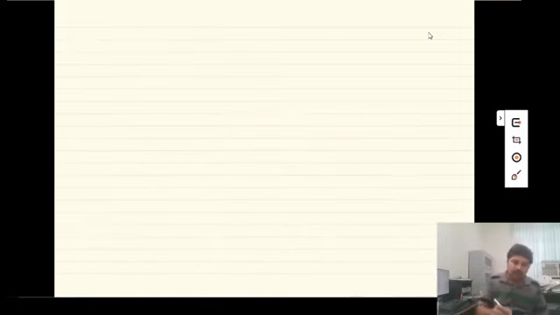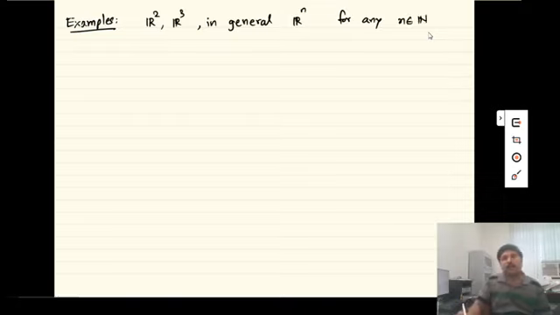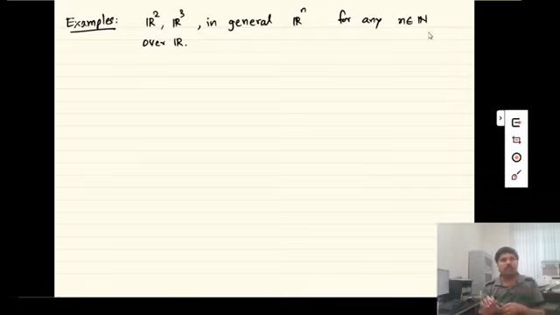And what are the examples of vector spaces? The first one is R2, R3, in general Rn, for any n natural number. So these sets are all vector spaces over R. And why are they vector spaces? Because we already have seen in the last lecture how to define vector addition, how to define scalar multiplication, and we already have listed the properties of addition and scalar multiplication, which are nothing but the axioms in the definition of a vector space. So this is an example of a vector space.